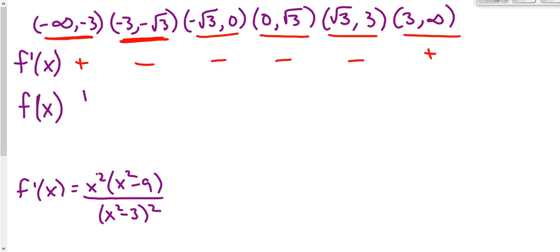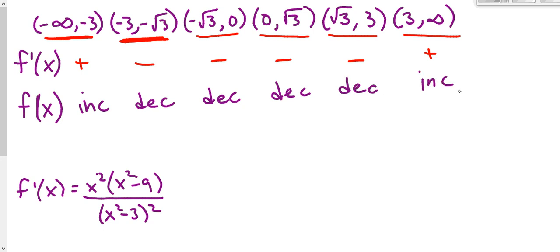That tells us f of x goes from, sorry, let me start that over. F of x goes from increasing to decreasing to decreasing to decreasing to decreasing to increasing. What does that tell us about maxima and minima? Well, we have a sign change.